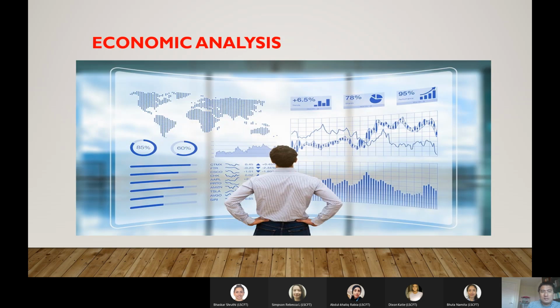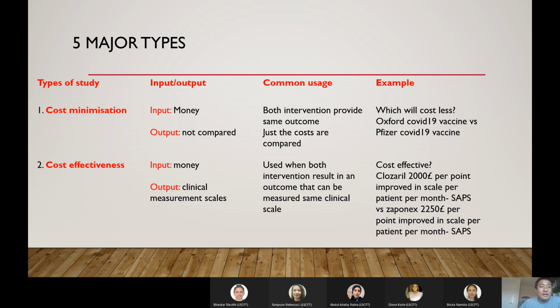Okay, I think this is the second last topic that we are going to cover. Economic analysis. From economic analysis, there are a lot of MCQs, and sometimes they might also give you some calculation to do. In economic analysis, there are 5 types of study that they ask. If it is a cost minimization, you only compare the input. You don't compare the output.